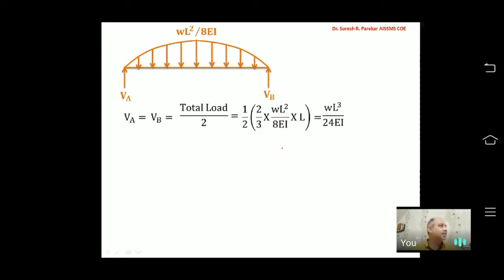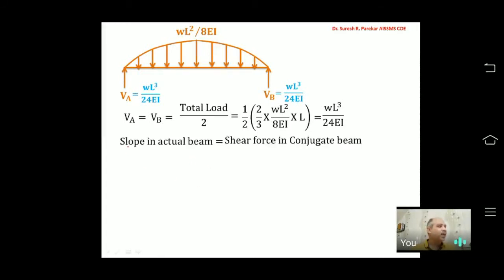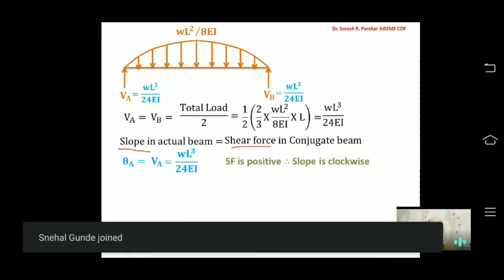So now you can see this, WL cube upon 24 EI. VA and VB we have same. So WL cube upon 24 EI. Now once I know this value, then I can find theta A and theta B. So we know slope, and that is shear force. So these relations we have to keep in mind always. And then we can go with theta A. Theta A is VA, same as in the last example, and that is equal to WL cube upon 24 EI. Again positive shear force, so we have slope clockwise.